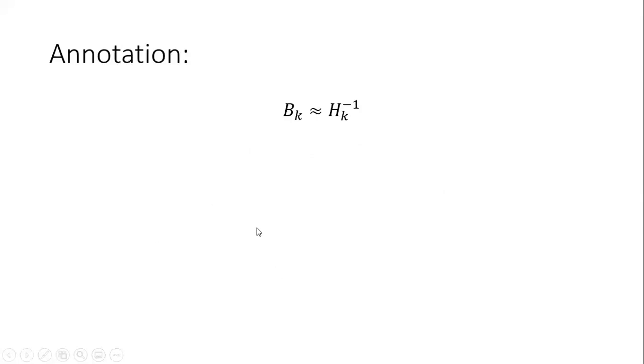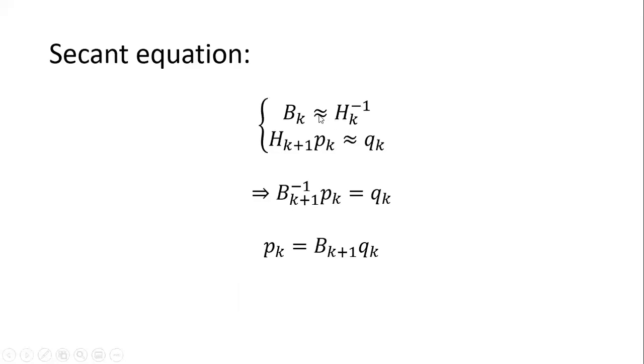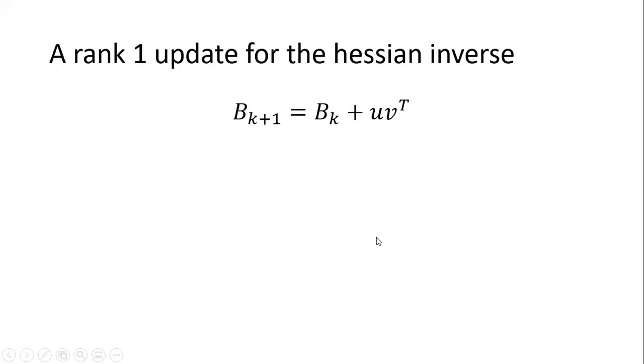Now we will try to find the inverse. So we will annotate Bk equals the inverse of Hk. So using this annotation, Bk equals the inverse of the Hessian, and we also know that the Hessian equals the inverse of Bk. So we write it in the secant equation and get that Bk plus 1 inverse multiplied by pk equals qk. We will multiply it by Bk plus 1 from the left and get that pk equals Bk plus 1 qk.